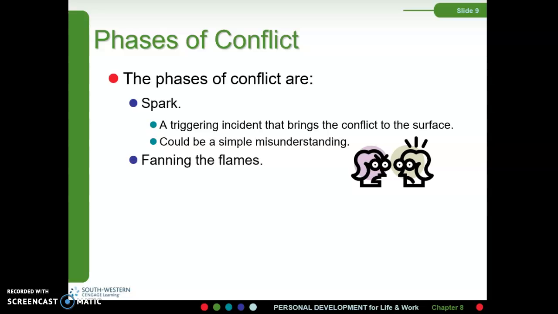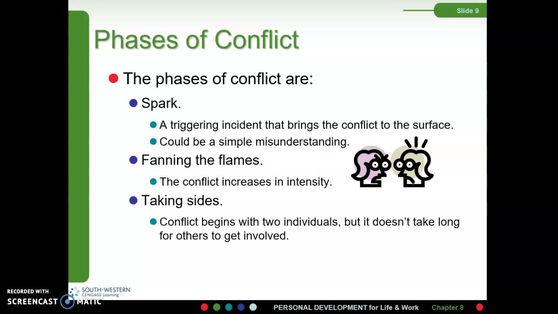Now, the next phase is fanning the flames. Say the spark has already been triggered. Now the flames are out and they're in the open. Then instead of the flames going down, the next phase is someone who fans the flame so it can explode even more. That conflict increases intensity and it gets out of control. So you want to stay away from fanning the flames, and taking sides is the next phase. You don't want to take sides because, again, that's about who wins and who loses. Conflict begins with two individuals, but it does not take long for others to get involved.